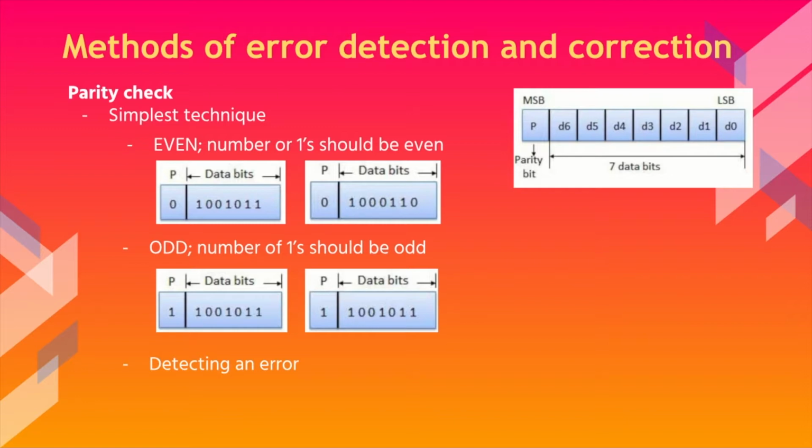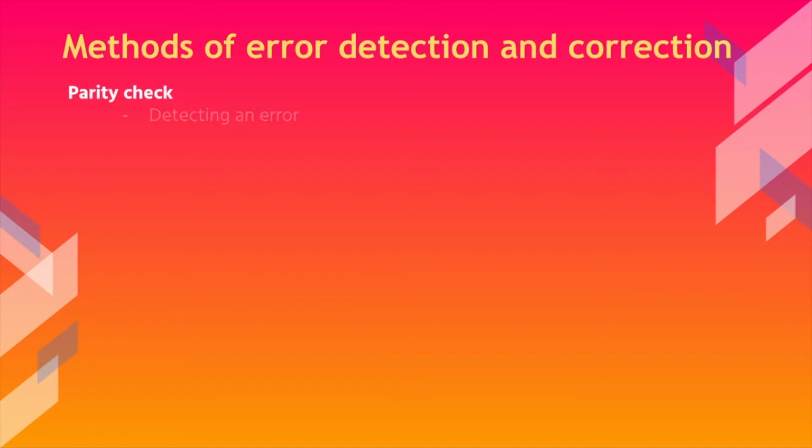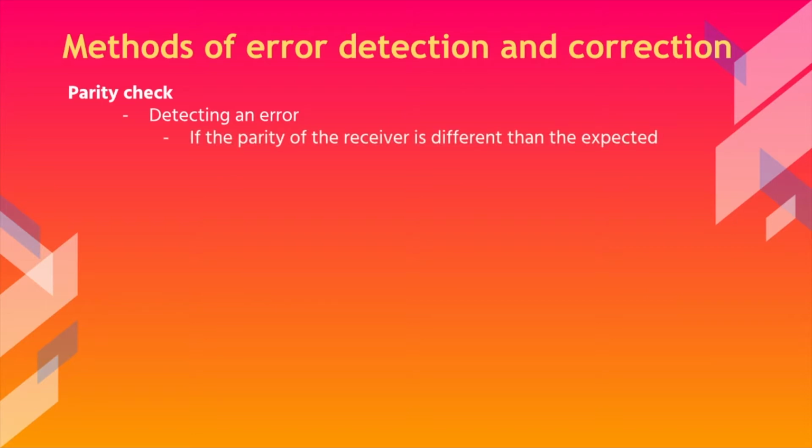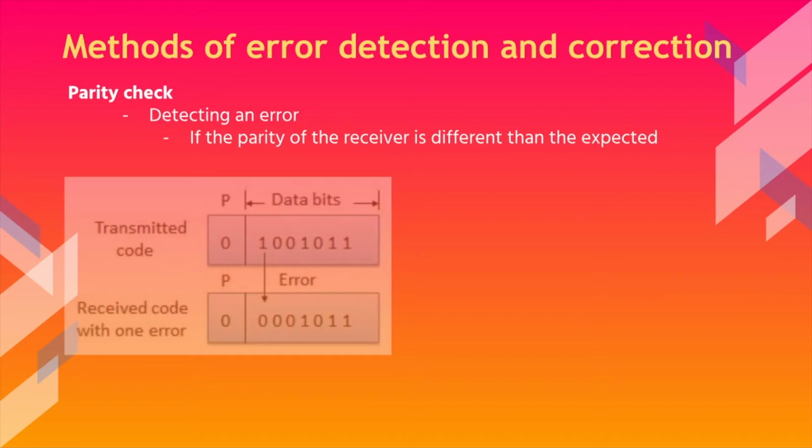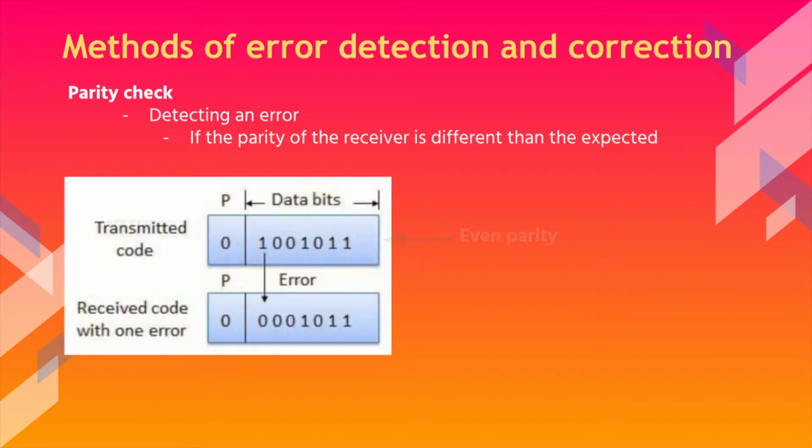A parity check at the receiver can detect the presence of an error if the parity of the received signal is different from the expected parity. This means that if it is known that the parity of the transmitted signal is always going to be even, and the received signal has an odd parity, then the receiver can conclude that the received signal is not correct. In this example, the transmitted code is an even parity as it has 4 ones, but the one that's received is an odd parity, which has only 3 ones in it.